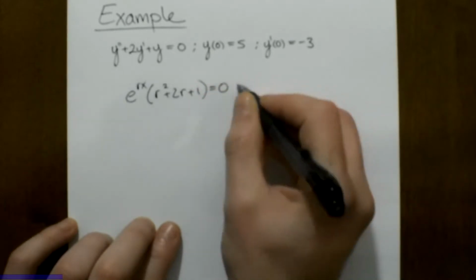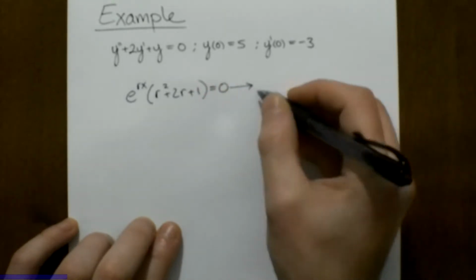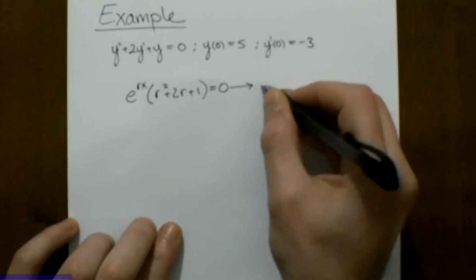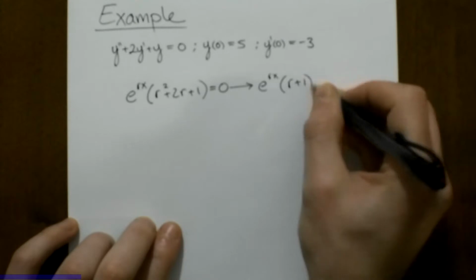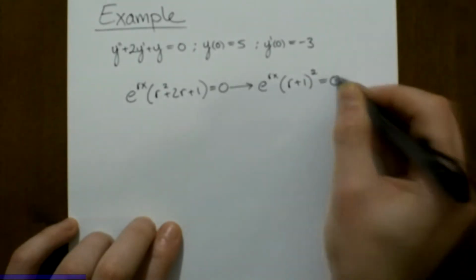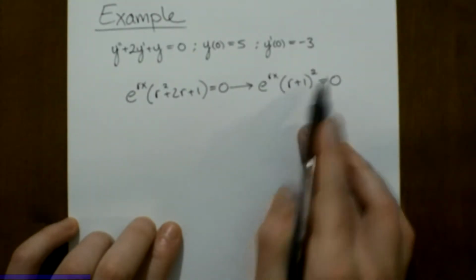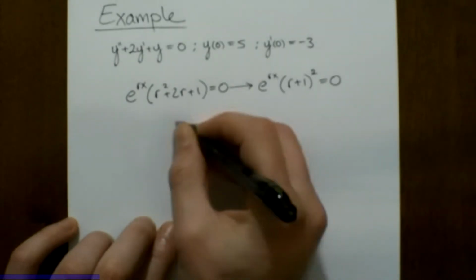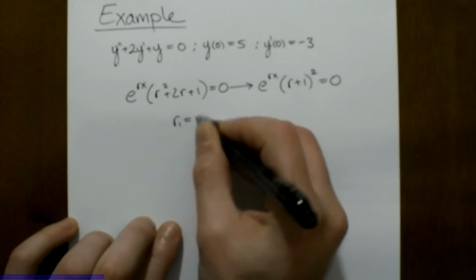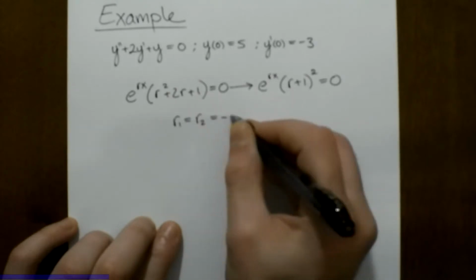to 0. And you can use the quadratic, or you might be able to see the factoring without doing it. It's e to the rx times the quantity r plus 1, quantity squared. So if you FOIL this out, you'll see that this is in fact the same as this. So we can say then that r1 and r2 will be the same, and they will each be negative 1.